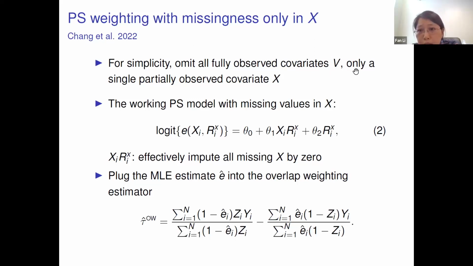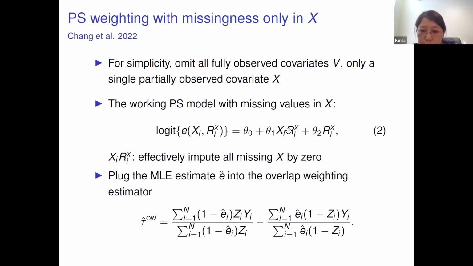I denote as V, and let's just consider a single partially observed covariate X. In this case, it's actually not too hard to specify. So we can also do propensity score weighting. We can again assume we can specify a working propensity score model with missing value in X, just like this. Essentially, the propensity score is also missing indicator.